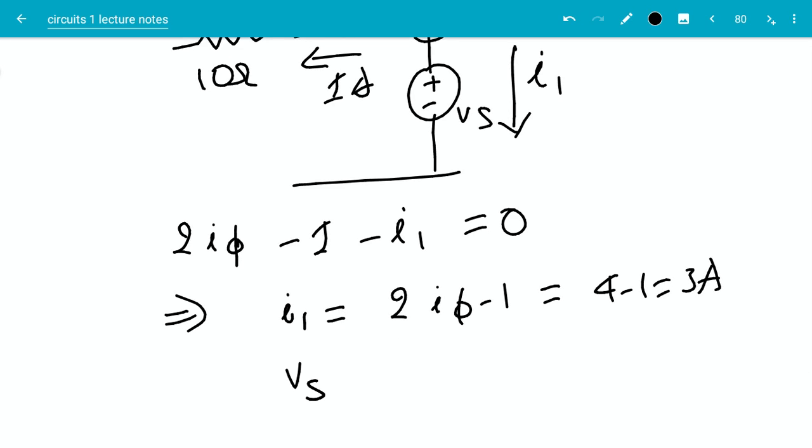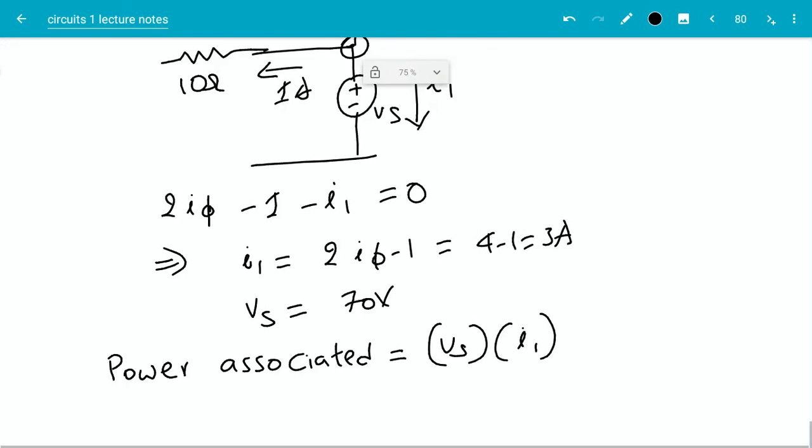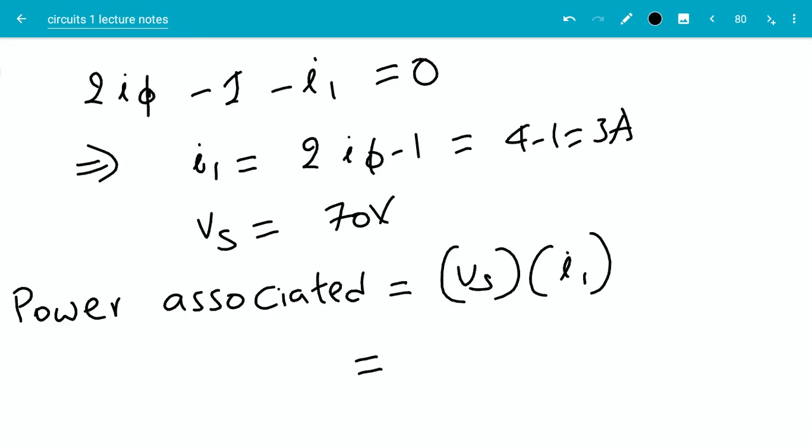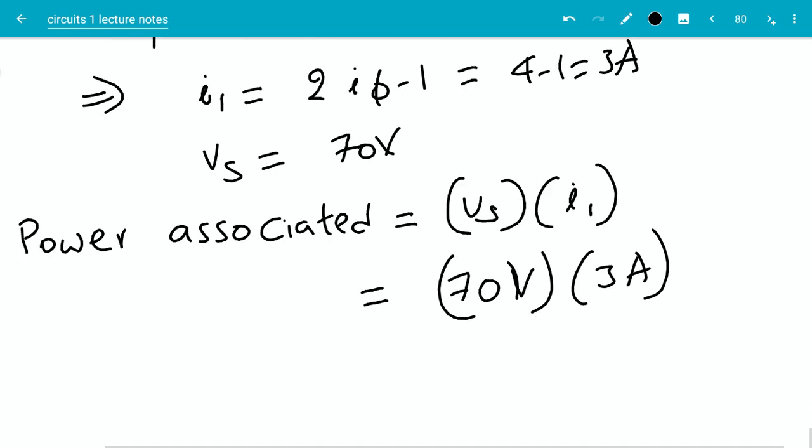And we already know Vs is equal to 70 volts. The power associated will then be the voltage drop Vs times the current in the direction of the voltage drop, which is equal to I1, which in this case is 70 volts times I1, 3 amps, and then you get 210 watts.